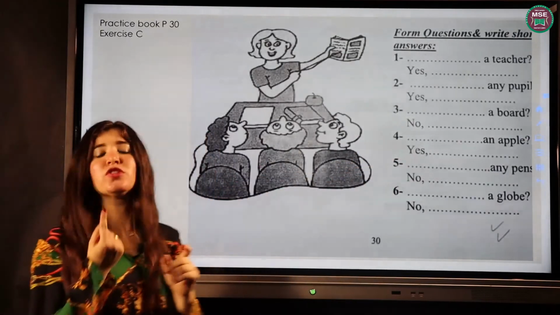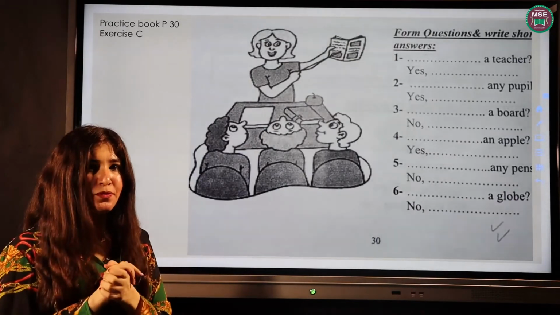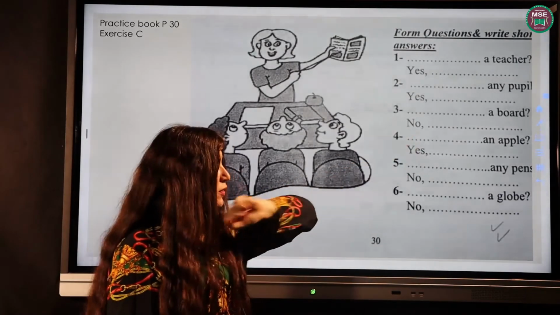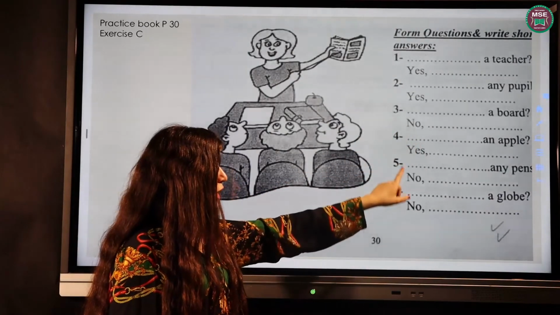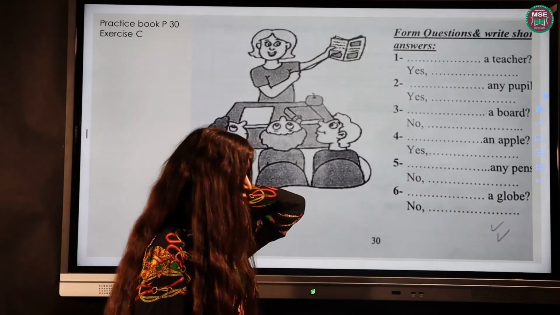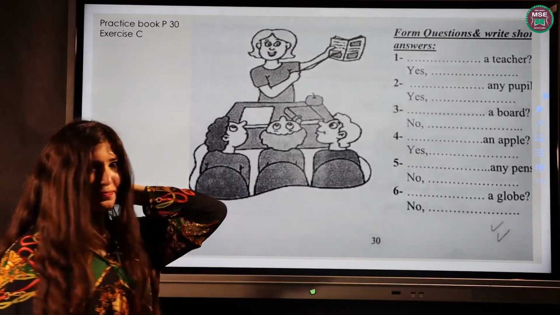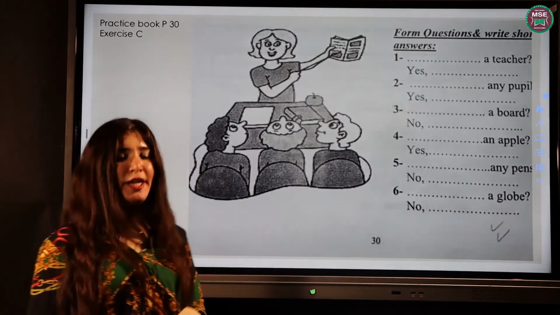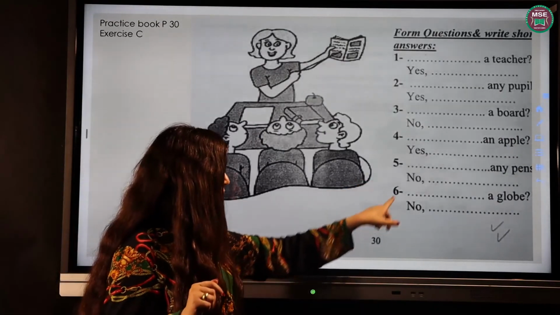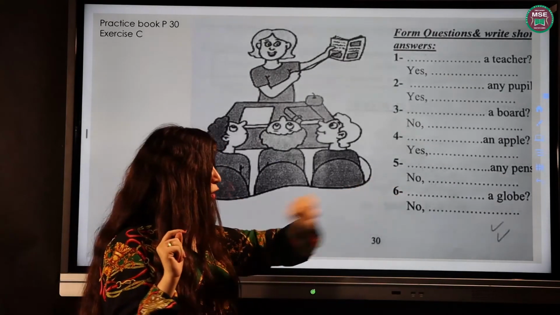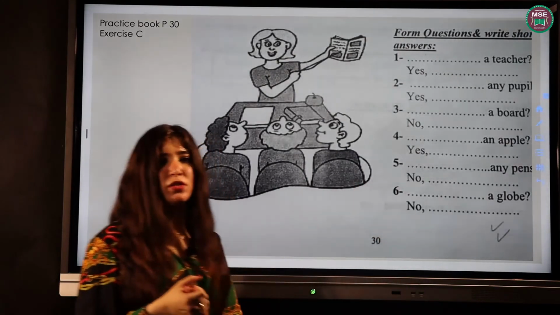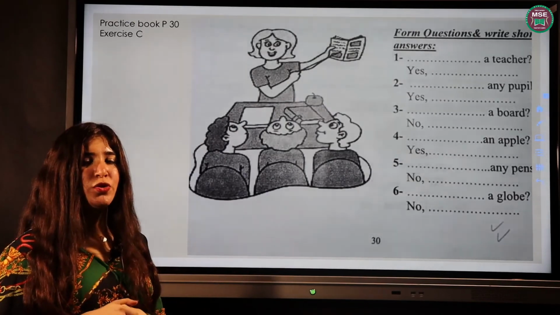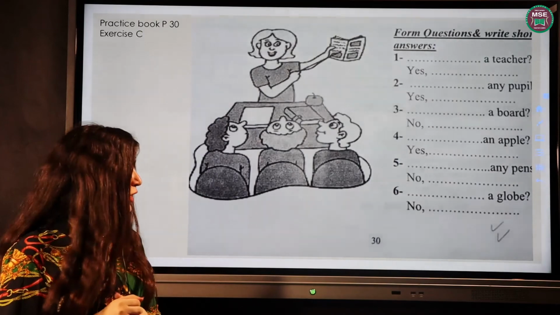An apple, one apple. So is there or are there? Are there an apple? No. Is there an apple? Yes. Yes, there is. Any pencils? Is there or are there? Are there any pencils? No, there aren't. A globe, one globe. Is there a globe? No. No what? No there are or no there aren't? Sorry, no there is or no there isn't? No, there isn't a globe.